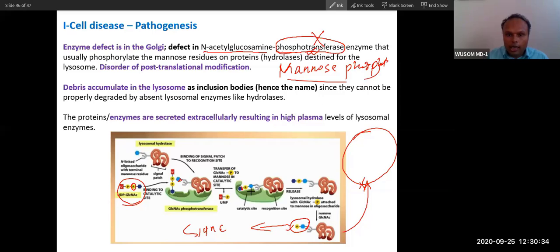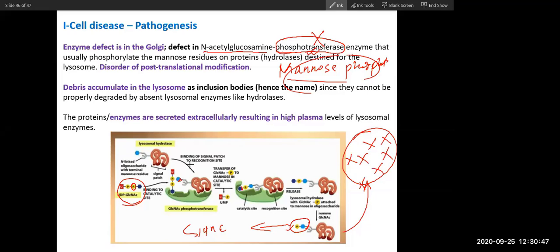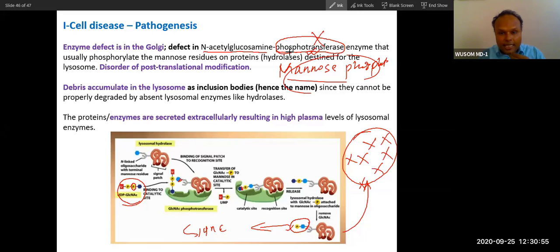This is a signal. If this is absent, the lysosome will be empty. Did you get that? Yeah, I got it, but why has mannose phosphate disappeared from the beginning? So this is the enzyme that will add this address. If this enzyme is absent, no protein will have an address. This is the enzyme that writes the address.